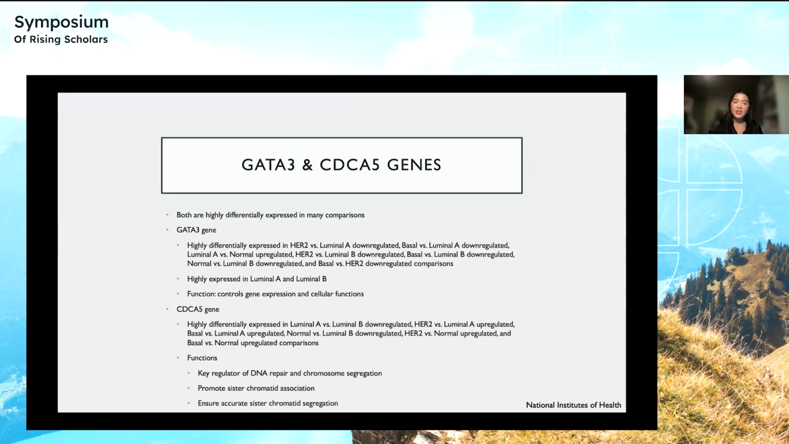And then for the CDCA5 gene, it is most highly differentially expressed in these genes. There is not a significant pattern for which subtype it's more differentially expressed in, but some of the functions include being a key regulator of DNA repair and chromosome segregation, promoting sister chromatid association, and ensuring accurate chromatid segregation for cell integrity.